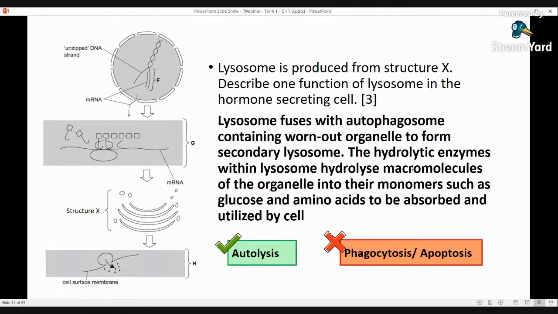So these macromolecules refer to the carbohydrates, polysaccharides, polypeptides, and fats, giving monomers such as glucose and amino acids, to be absorbed and reused by the cell. For this question, because we are focusing on the hormone secreting cell, we accept the autolysis function. But phagocytosis and apoptosis functions are rejected here because this refers to the hormone secreting cell, not a phagocyte.